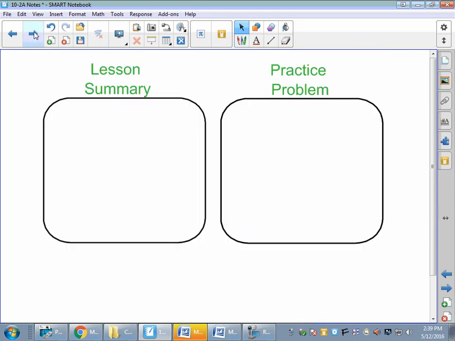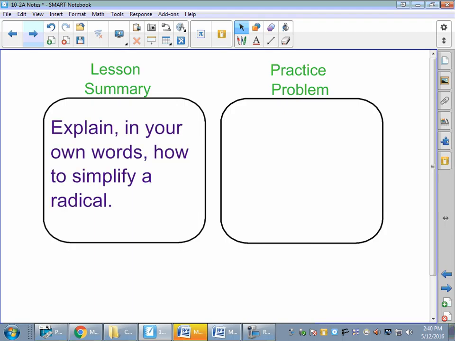All right, so we're to your favorite part, the lesson summary and the practice problem. Remember, these need to be done when you start class in order to get full points for your notes. So the lesson summary: explain in your own words how to simplify a radical. For example, this one over here, the square root of 18x. Or you could just use a general example. What do you look for? How do you do it? Where do you go? So explain how to simplify a radical, and then please just go ahead and square root or simplify the square root of 18x to the second power.